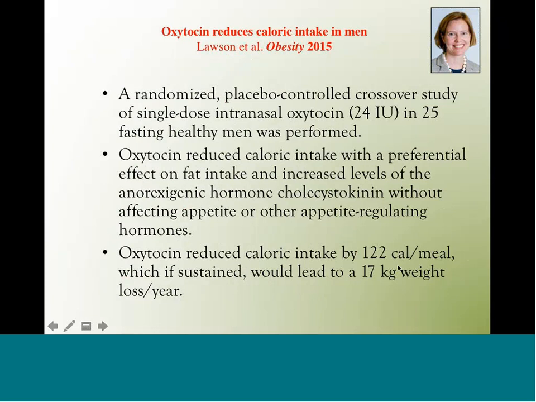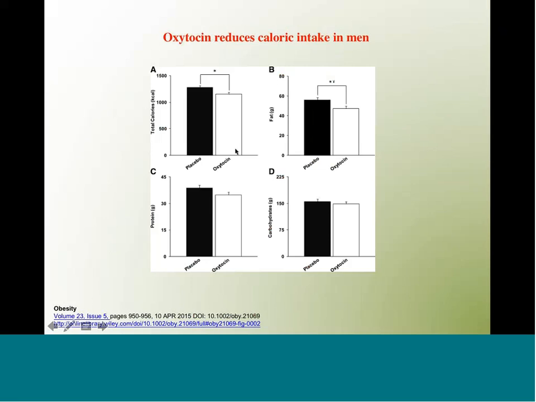The oxytocin reduced the caloric intake by 122 calories per meal, which, if sustained, and I want to emphasize the word if, because in general, short-term weight loss doesn't necessarily lead to long-term weight loss, but if you cut down 122 calories per meal over a year, it would be a 17-kilogram weight loss per year, which is about 35 pounds. And here's the figure from the paper showing total caloric intake went down with oxytocin. The amount of fat in grams that they chose to eat went down. The protein did not change significantly, and the carbohydrates did not change significantly.